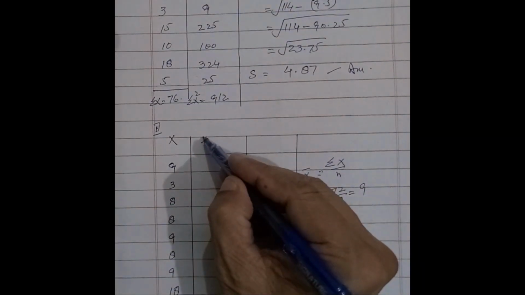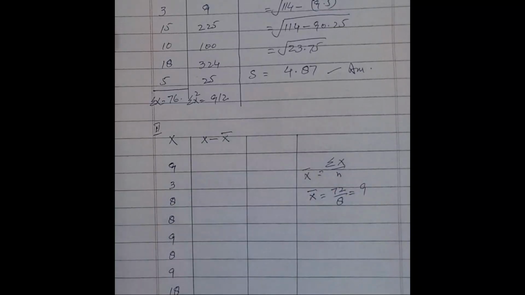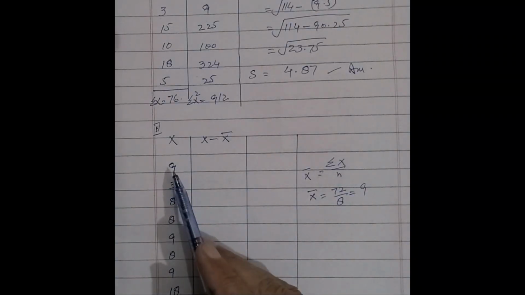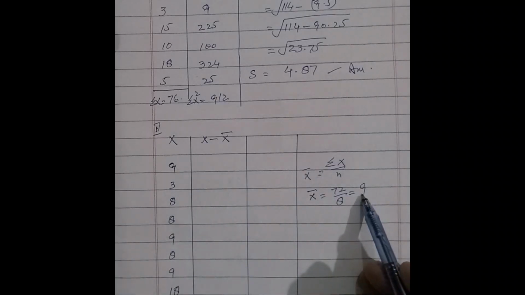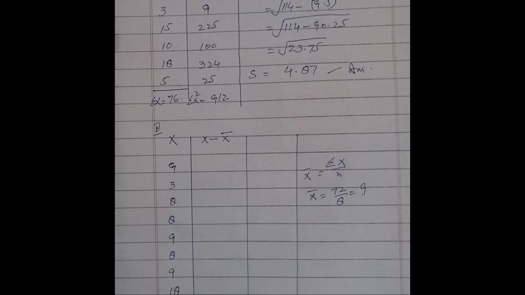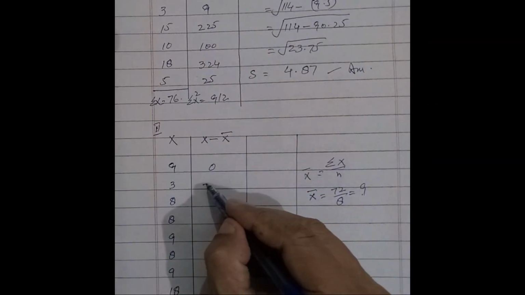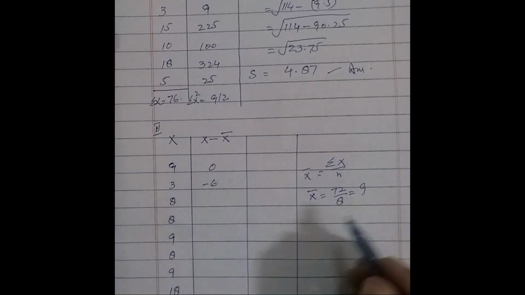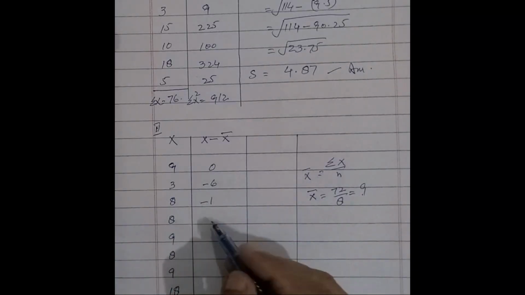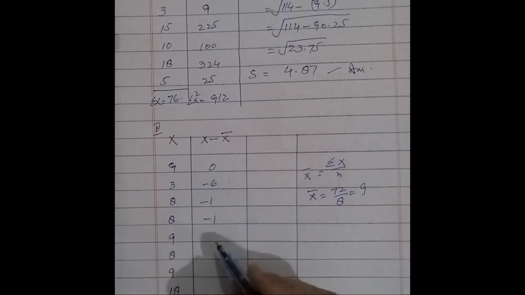And then we find the value of x minus x bar, in which we subtract 9, which is the mean, from the values of x. 9 minus 9 is 0, 3 minus 9 is minus 6, 8 minus 9 is minus 1, 8 minus 9 is minus 1, 9 minus 9 is 0, 8 minus 9 is minus 1, 9 minus 9 is 0, and the last is 18 minus 9, which is 9.